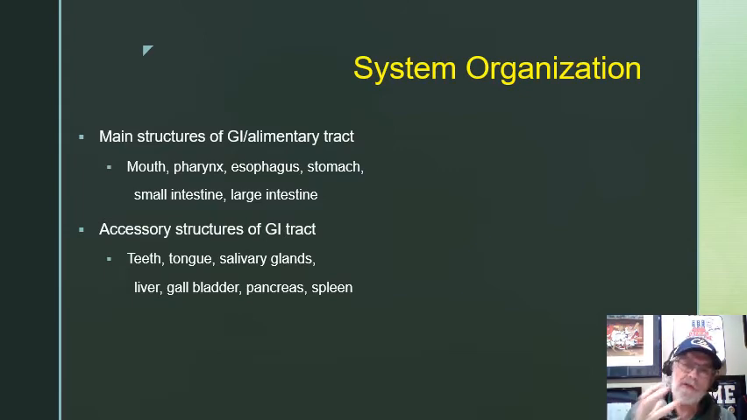The tongue, because it pushes things to the back. Salivary glands, because it makes a moist dough ball that makes it easier to swallow. But we also have things like the liver. Liver is important because remember when we talked about bile, okay?